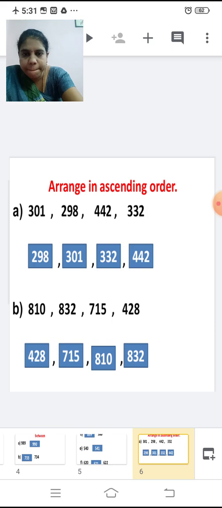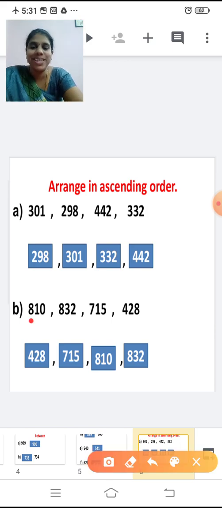Second one, 810, 832, 715, 428. I'll repeat it. 810, 832, 715, 428. Now tell me, children, which is the smallest number?